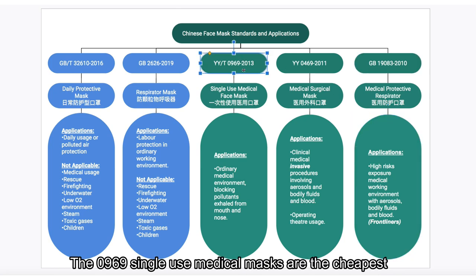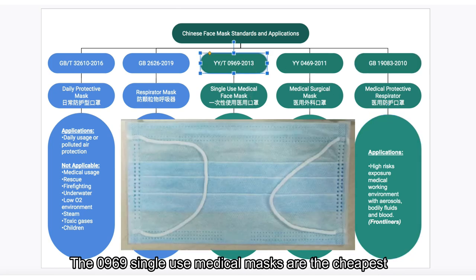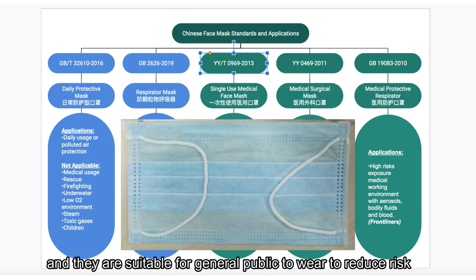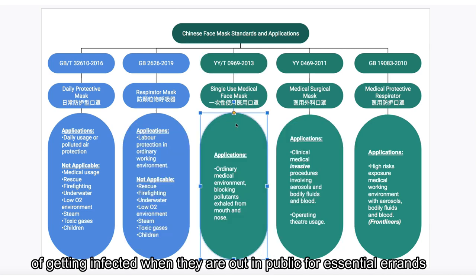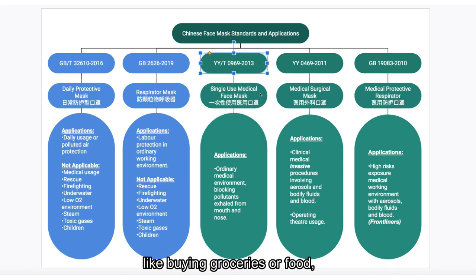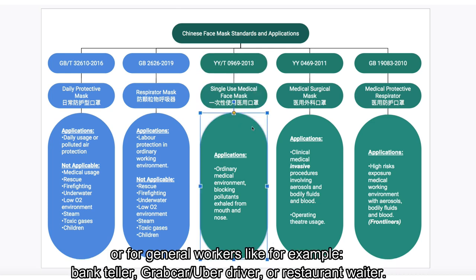The 0969 single-use medical masks are the cheapest and they are suitable for general public to wear to reduce risk of getting infected when they are out in public for essential errands like buying groceries or food, or for general workers like, for example, bank teller, Grab car or Uber driver, or restaurant waiter.